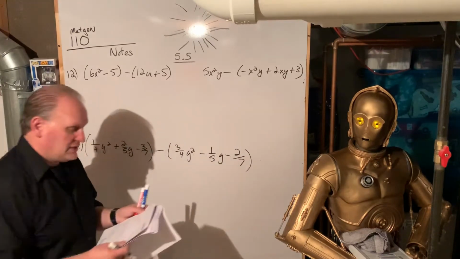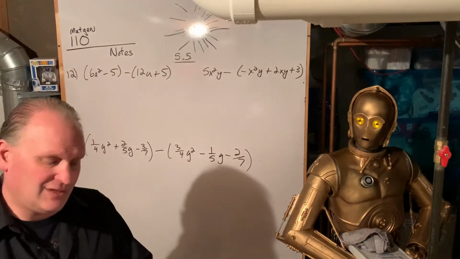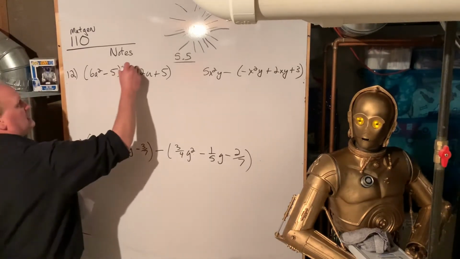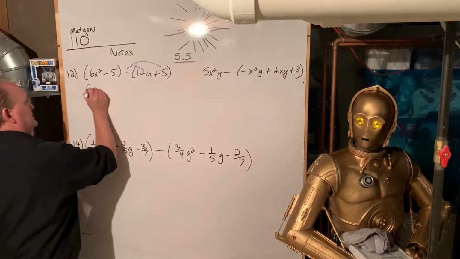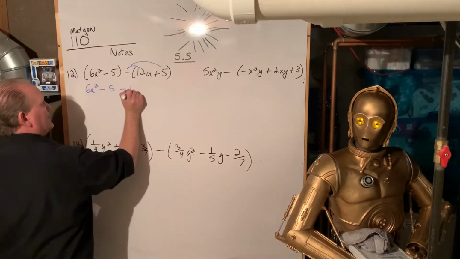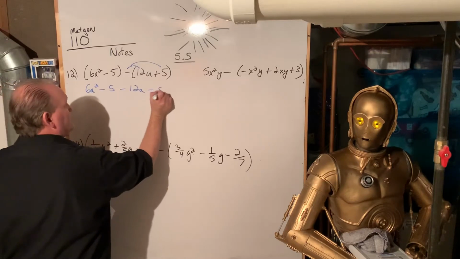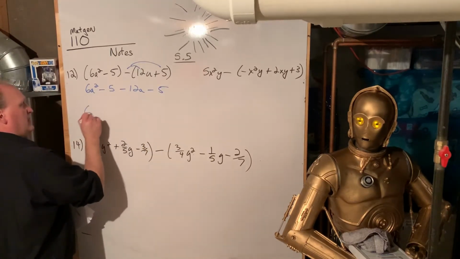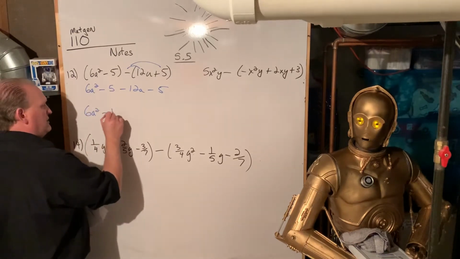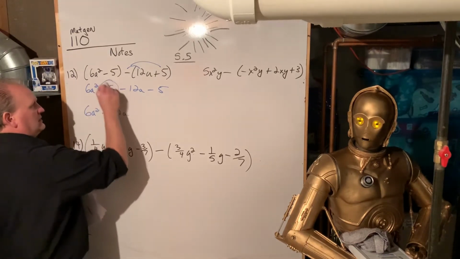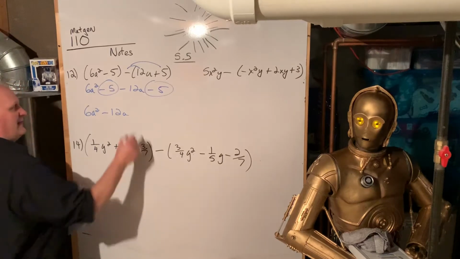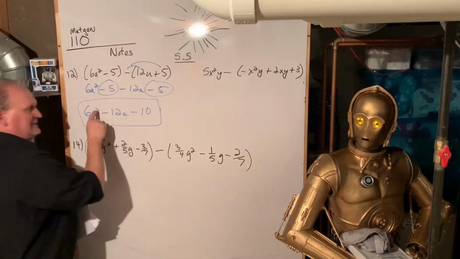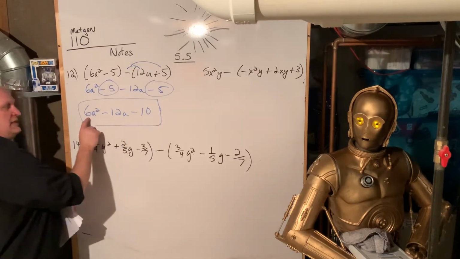Okay. So here, let's do these problems. These take a little more time. They're a little more tedious. So this, I'm just going to distribute the negative. This stays the same, 6a squared minus 5 minus 12a minus 5. And now we look for like terms. That doesn't have anybody. That doesn't have anybody. Those two can go together. -5 and -5 is -10. So a second degree trinomial, leading coefficient is 6.